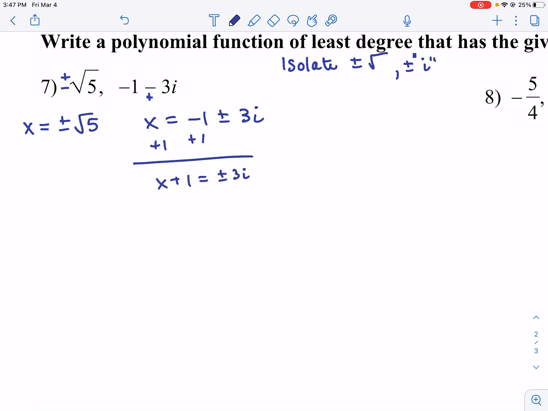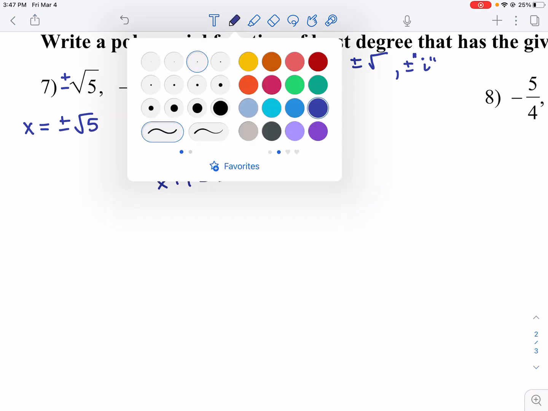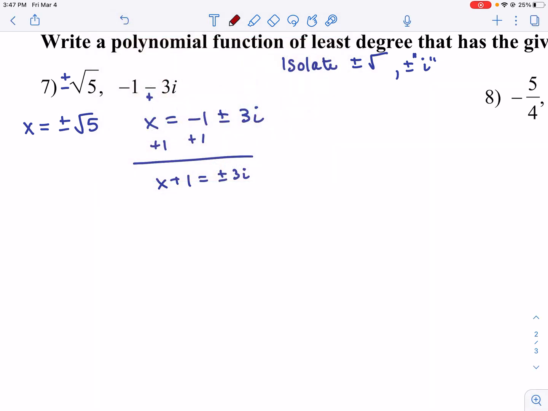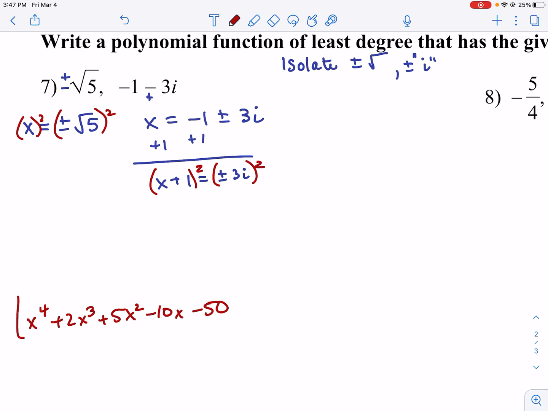And at this point, in both of these, we would now look to square the sides. So this would be kind of your journey that you want to embark on from here on if you were trying to finish this. At the end of this question, you should get x to the 4th, 2x cubed, 5x squared, minus 10x minus 50 on that one.